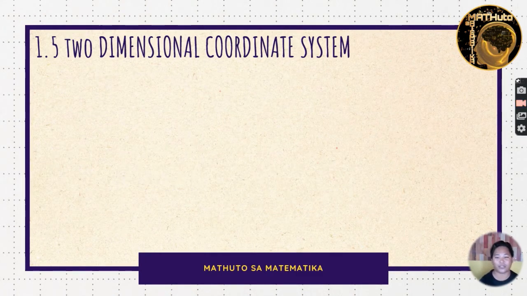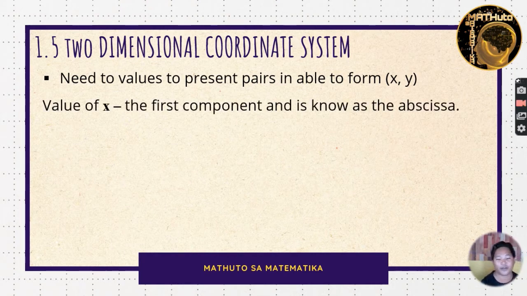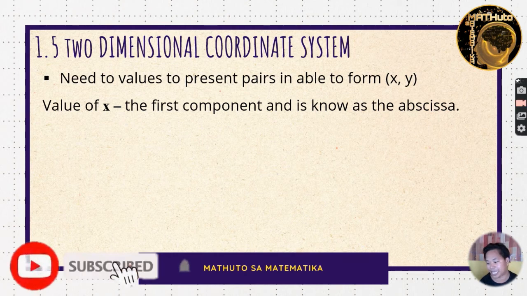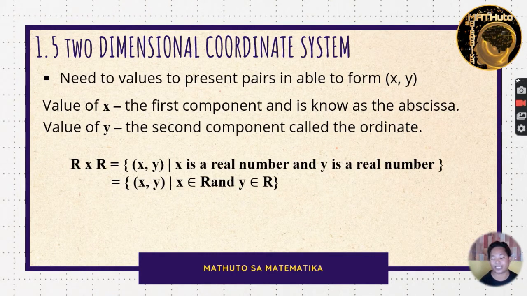We have also two-dimensional coordinate system. Need two values to present pairs able to form xy. Value of x, the first component, and is known as the abscissa. So, meron po tayong ordered pair xy. And the value of y is the second component called the ordinate. So, in an ordered pairs po, xy, x is a real number and y is also a real number. So, in rule method, x is an element of R and y is an element of R po. So, yung R po ay symbol ng real number po.